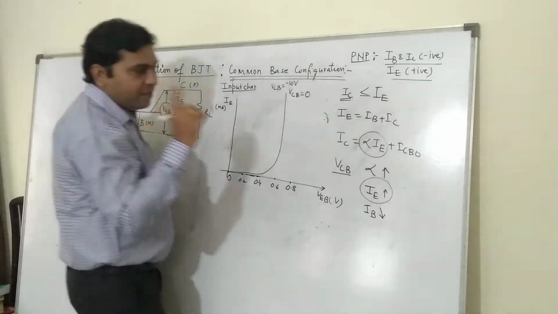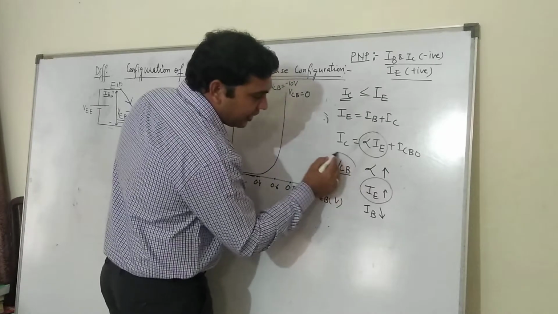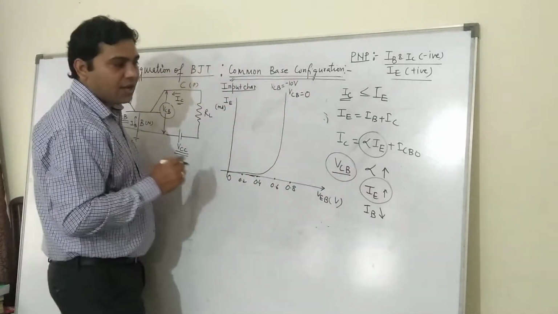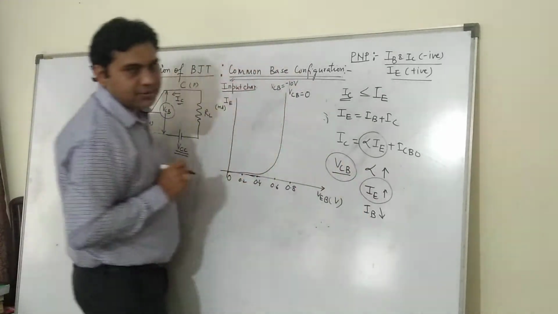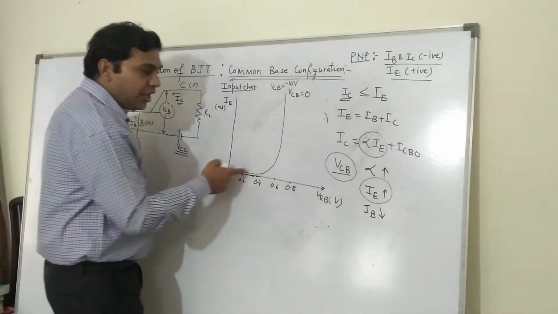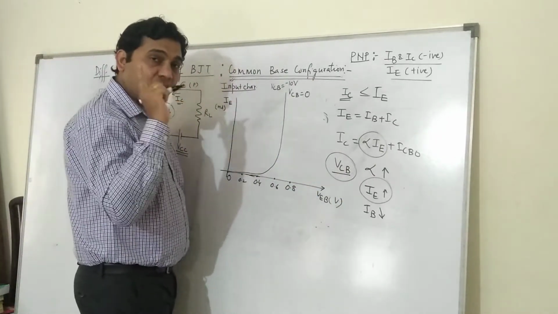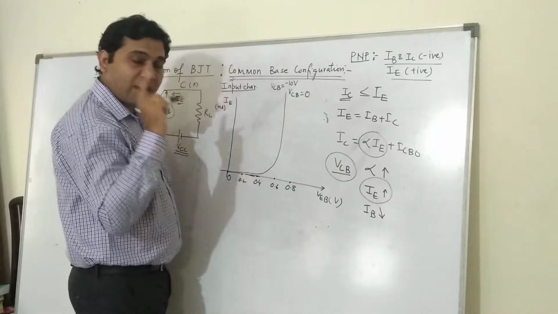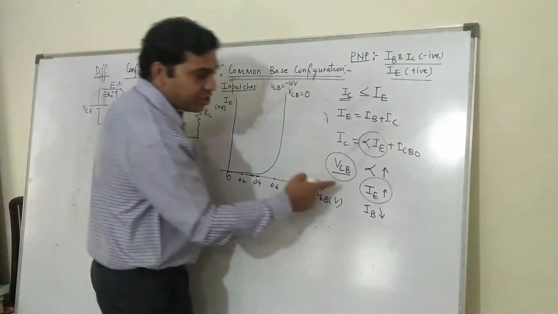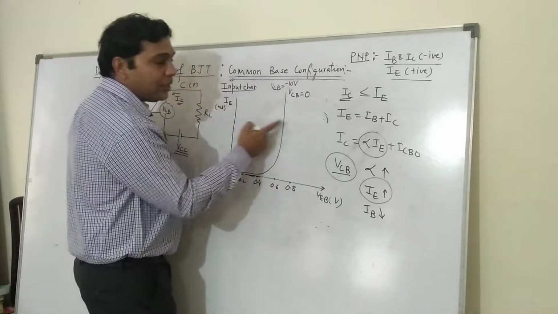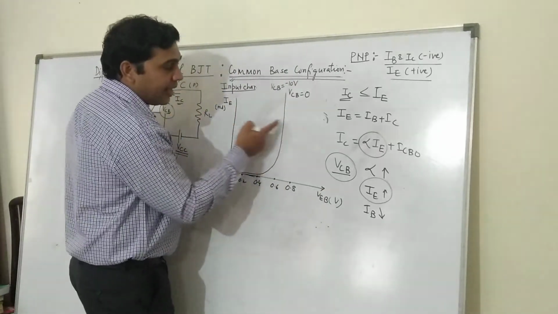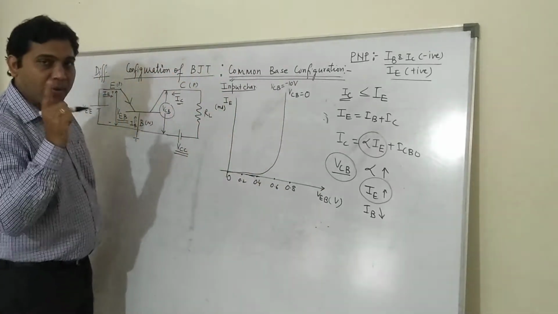From the previous lecture we have already seen that if you increase VCB, IE is going to increase. I am not going into the detail now because of the base width modulation. I have already explained this in that lecture. If you have not seen it, kindly watch that lecture first, and then you will be able to understand the input characteristics of the common base transistor.